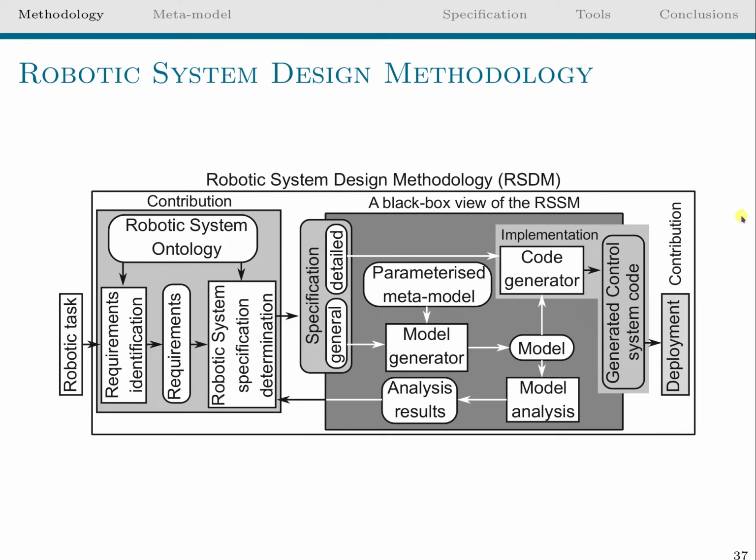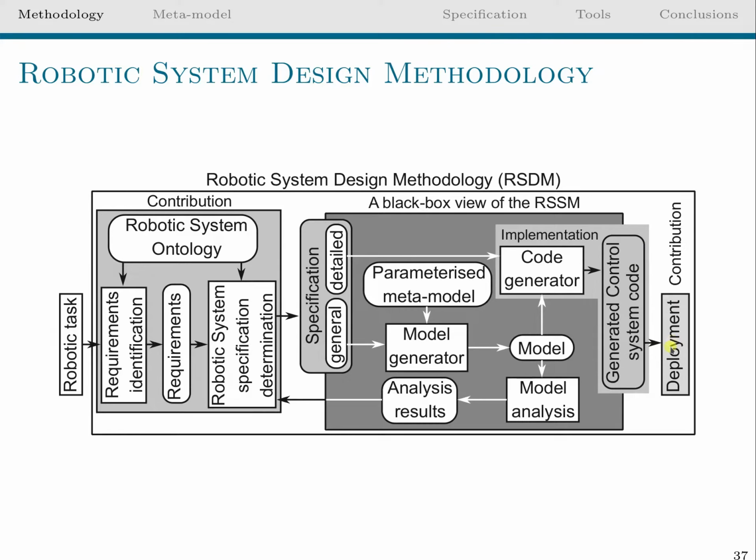So let's focus now on the robotic system design methodology, which extends the robotic system specification methodology. Everything that was done before is contained within this black box. We can look at our previous research from the perspective of the black box, which has appropriate interfaces, input and output. As an input, it takes the specification defined in the robotic system specification language, and as an output, it generates the controller code, which can be further deployed on the robotic system.